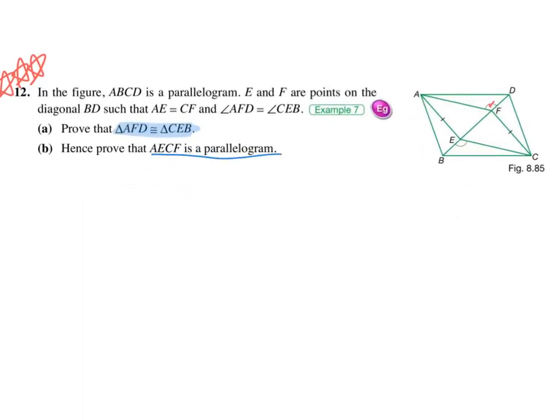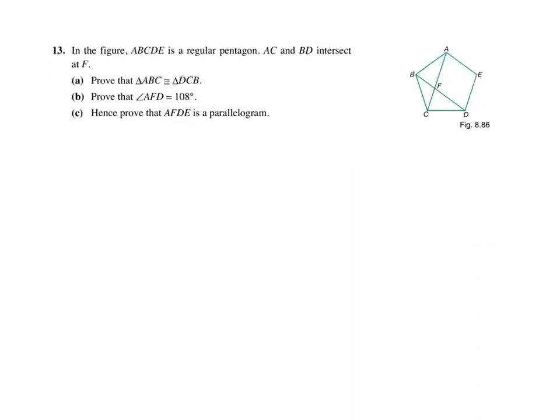After you prove congruent triangles, part B would be quite easy for you because after you know these two triangles are congruent, then you have AF equals to EC, corresponding sides, congruent triangles. So you have two pairs of opposite sides equal, then you have opposite sides equal as the reason. So you can write the answers yourself. I think I do not need to give you the answers here. Let's look at number 13 here.